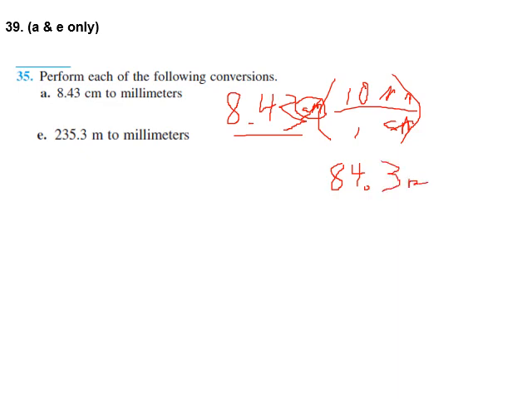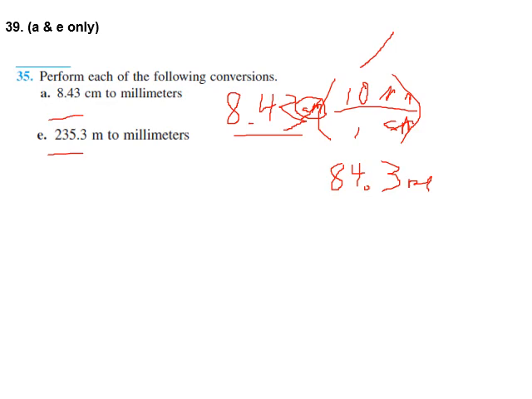I'm just going to write it 1 m here. So that's your answer there. And then you do this one the same way, E, 235.3 meters. But your conversion factor for E is going to be 1,000 millimeters over 1 meter, right? And the reason is because 1 meter is the same thing as 1,000 millimeters. So the answer is going to be 235,300 millimeters.